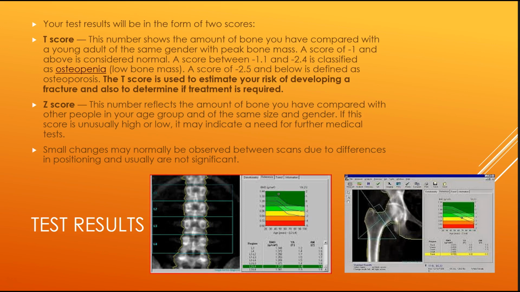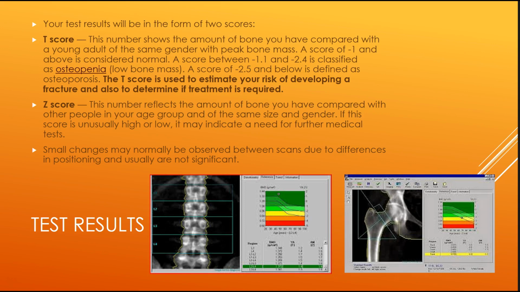Okay, moving on. The Z-score is a number that reflects the amount of bone you have compared with other people in your age group of the same size and gender. So if this score is unusually high or low, it indicates a need for further testing.